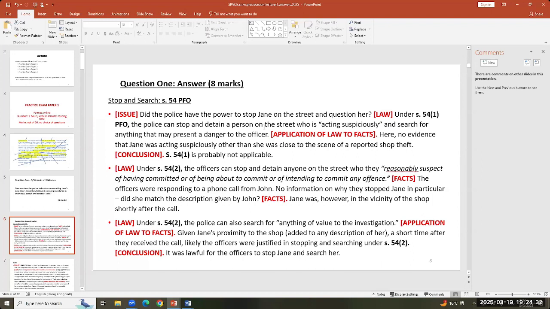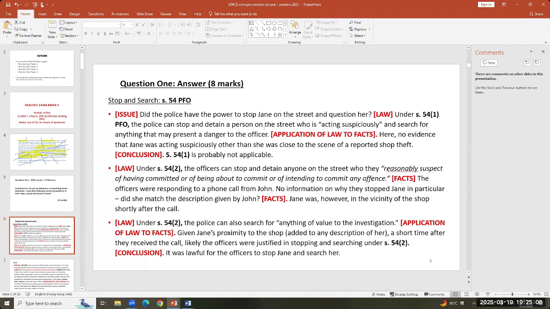So the first issue I want to address is the stop and search provisions under Section 54, right? Then I set out what the law is. You don't need to copy and paste verbatim the whole of the section, just pick out key provisions. So subsection 1, acting suspiciously, and search for anything that may present a danger. When we apply that to the facts, there's no evidence that she's acting suspiciously, right? We're just told that she's close to the scene. So probably they don't have the power to stop and search her under subsection 1.